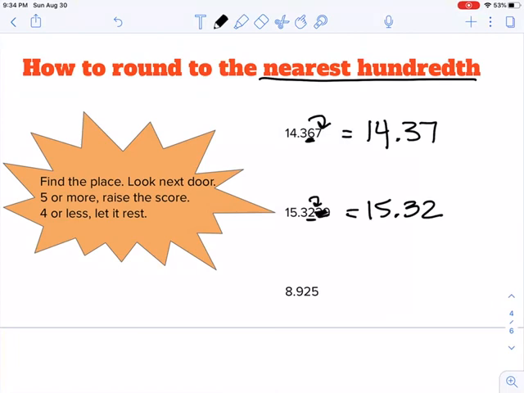Pause at this point and try the last example on your own. So for this last one, when you round it, you should get 8.93. 2 is the place. We're looking next door. Since it's 5 or more, this 2 goes up 1. It's going up to 3.